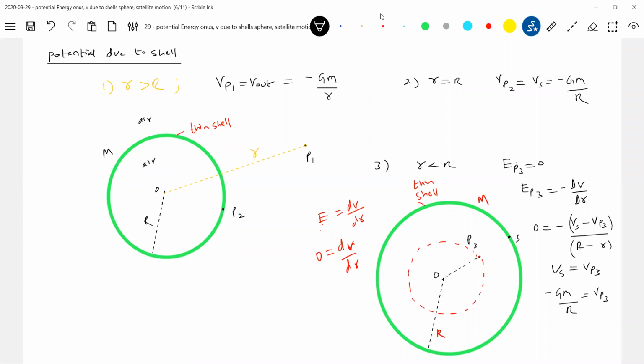See, rather than troubling with this side, better come to this one. E being 0 means what? V should be constant, so delta V should be 0. Delta V to be 0 means the potential difference should be 0 between any 2 points. I'll take these 2 points. Potential difference is 0. We know the potential here is minus Gm by R. So the potential at this point also should be minus Gm by R. Don't take the potential at O; we don't know this. We know only on the surface, so therefore I'm taking it here. So what is the potential inside the shell? It will be constant. Don't say 0, it will be constant. How much? Equal to that on the surface.